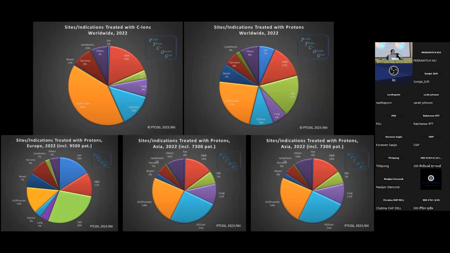Here's a broad overview, for those that aren't that familiar, of the indications. This is broken up worldwide, just carbon ions and protons, and then what's happening in Europe and Asia. Apologies, this one was supposed to be America, but it got messed up. You can see there's a lot of difference between Asian proton centers and European proton centers. You see a lot of GU, mainly prostates, where there's not that large an indication for treating prostates in Europe. But both have very large numbers for other indications, like head and neck. In one of the other talks, I go into more about head and neck and why that one's important. And of course, pediatrics.